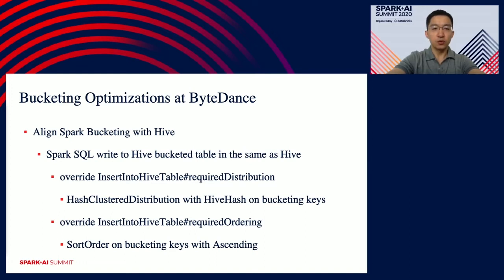In this way, an additional shuffle will be introduced to ensure that each task will write only one bucket, and the task number will be the same as the bucket number, so that there will be exactly one file per bucket, and each of them is for a single bucket. So Hive can read this data in the same way as Hive.